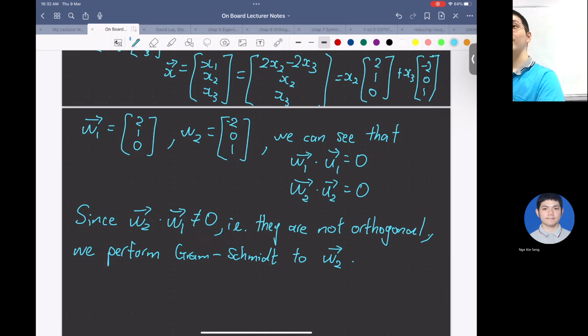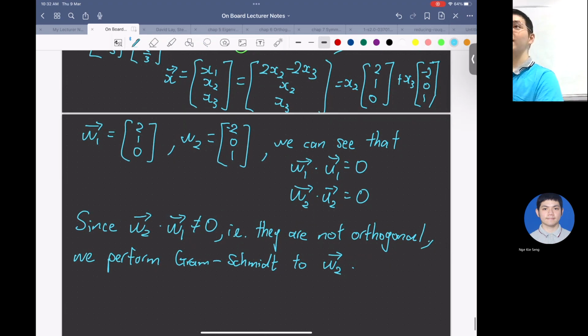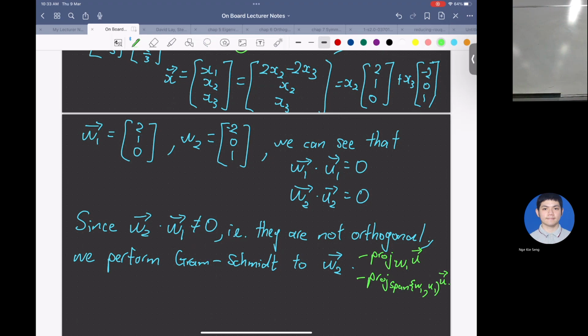Yeah. So do you know how to do Gram-Schmidt? There are 2 choices here. You can project on W1 is enough, or you can project on the span of W1 and U1. You get what I mean? So if you project on W1, you take the difference, then the vector is orthogonal to W1.